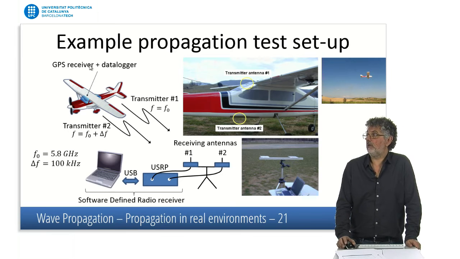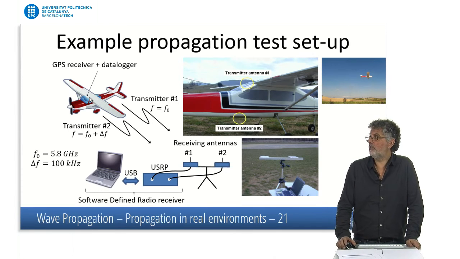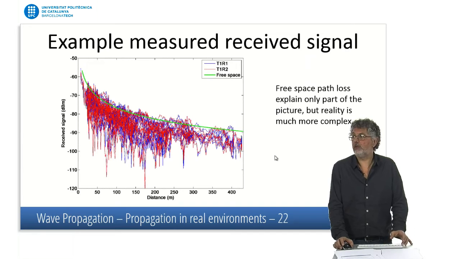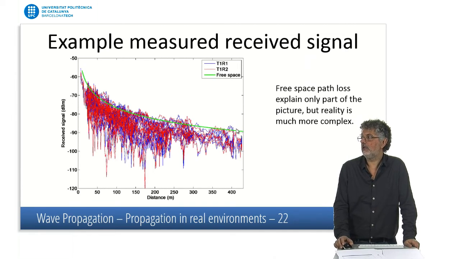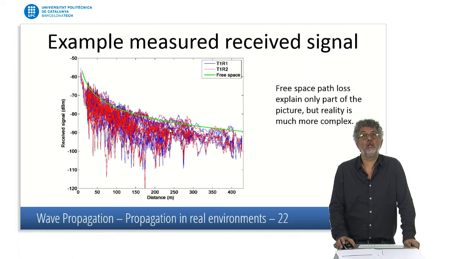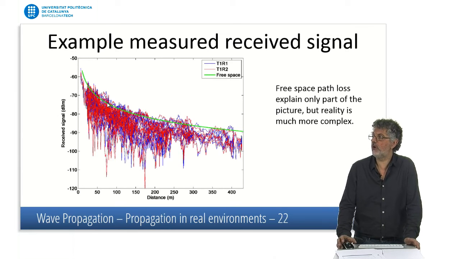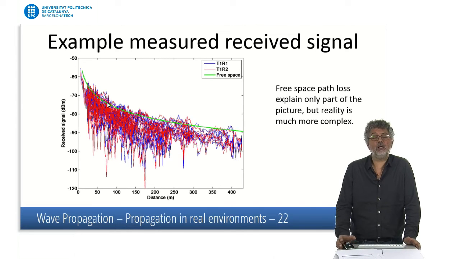This model airplane has a GPS, so actually we can track its position, so we can compute the distance between the airplane and the receiving antennas. So when we plot the received signal, we obtain something like this. Now, that green line is what we would expect, it's actually free space propagation losses. And those red and blue curves are the actual received signal, depending on the combination of transmitting and receiving antennas we were using.